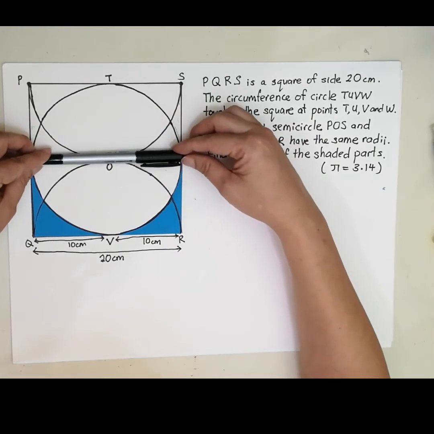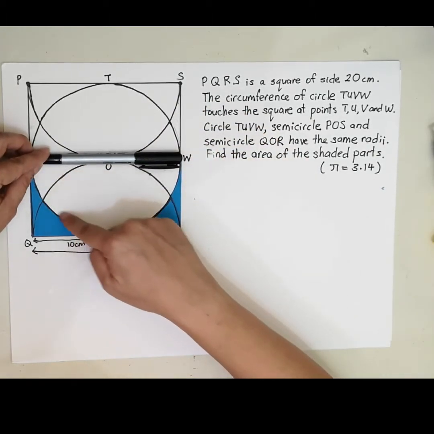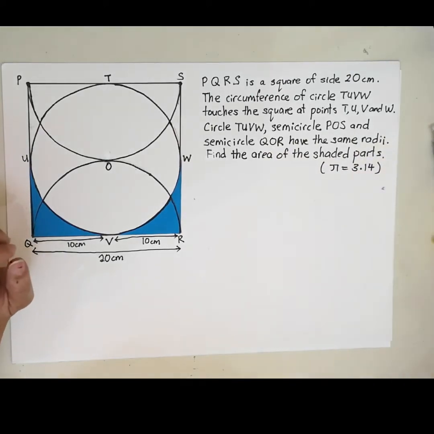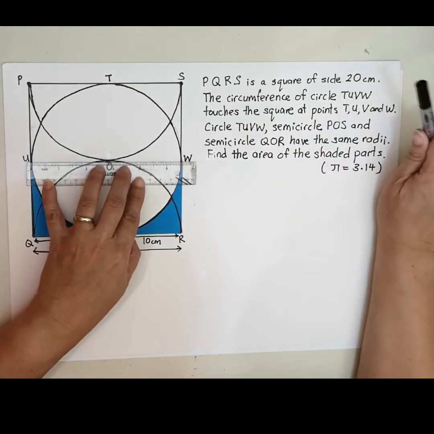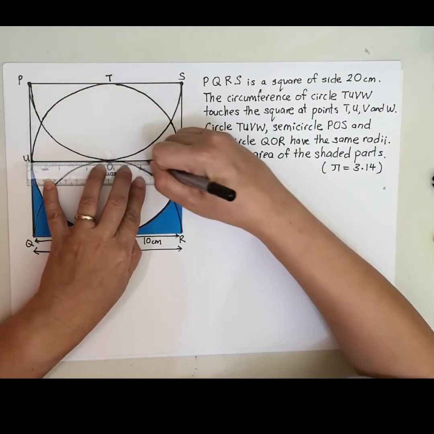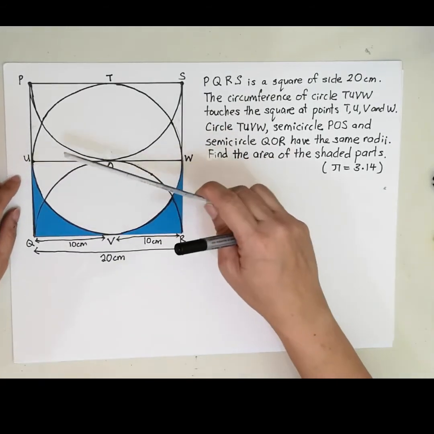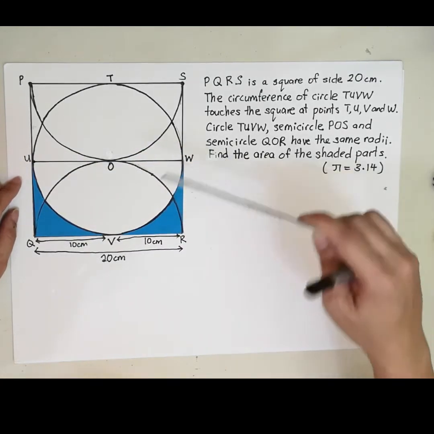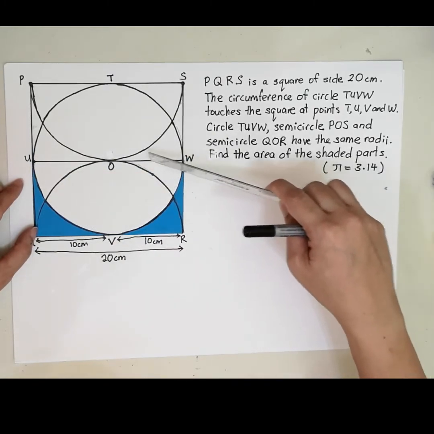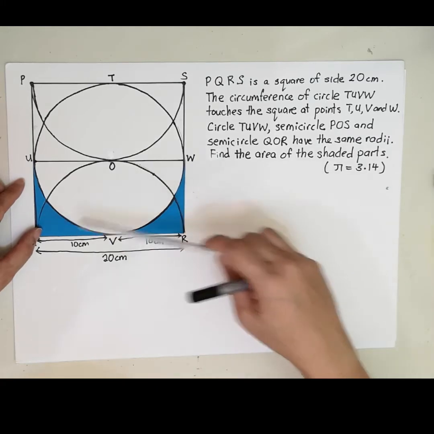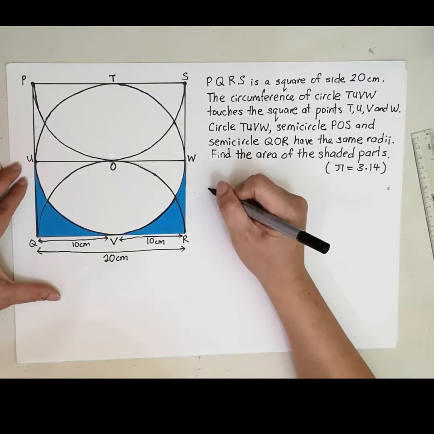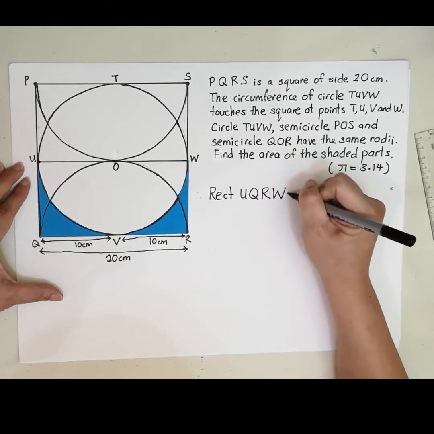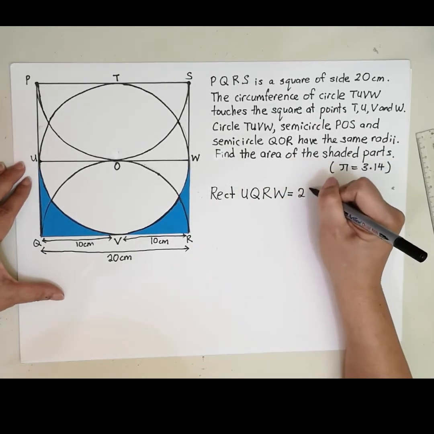All we need to do is take the area of this rectangle and take away the area of the semicircle here. Let me draw a line there so that you can see the rectangle more clearly. So we are going to take the area of rectangle UQRW, and then take away the area of this semicircle, and the remaining area will be the area of the shaded parts that we need to find. Let us find rectangle UQRW first. The length of the rectangle is 20.